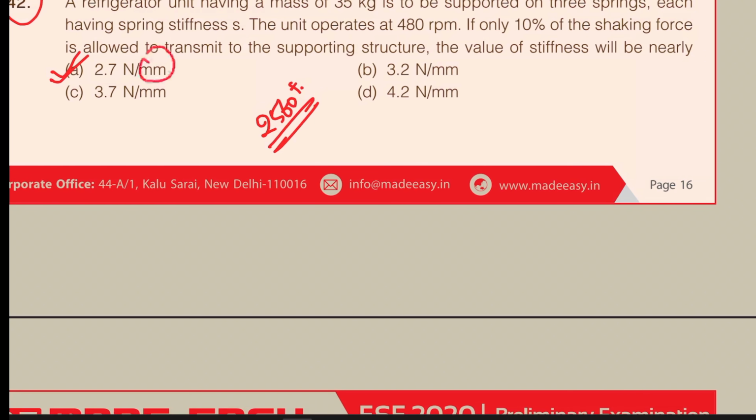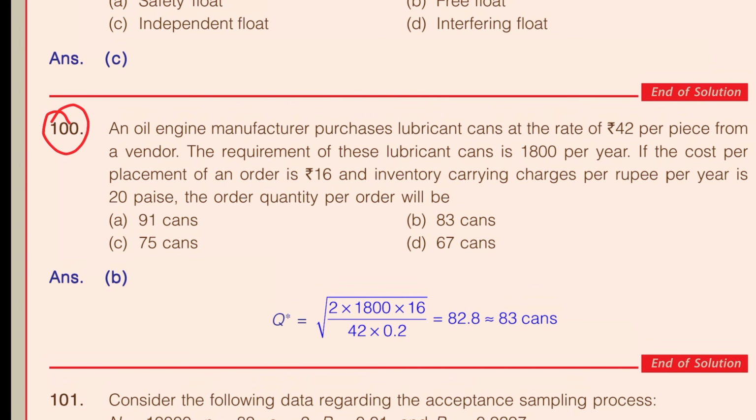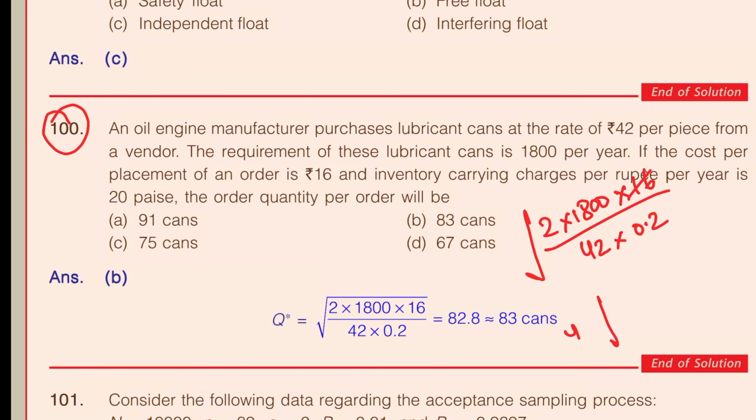Here the second example that we are going to take is question number 100, and in here the calculation that we need to do is root over 2 into 1800 multiplied by 16 divided by 42 into 0.2. This is the calculation that we are going to do over here. Okay, so since it is a root, I can take 16 out. Okay, so 4 will come out. Okay, then from the point I can move 1 0 over, and 2 will cut with 2. Okay, so whatever I am remaining with is 18 into 1000 divided by 42. That is the calculation that I need to do.